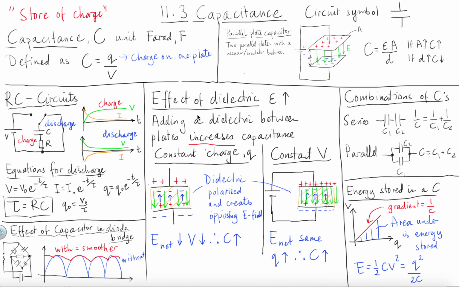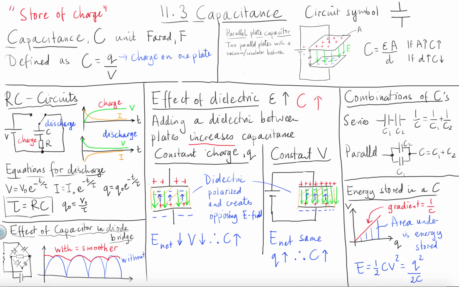So first of all, what's a dielectric? Well, a dielectric is an insulating material placed between the plates, and the effect of the dielectric is always to increase capacitance. And there are two ways of reasoning yourself to this. One is when we have constant charge stored on the plates.